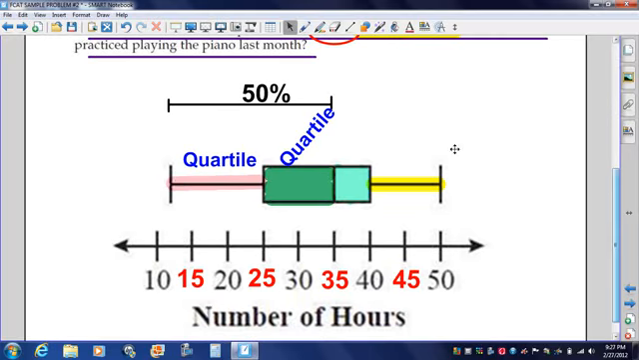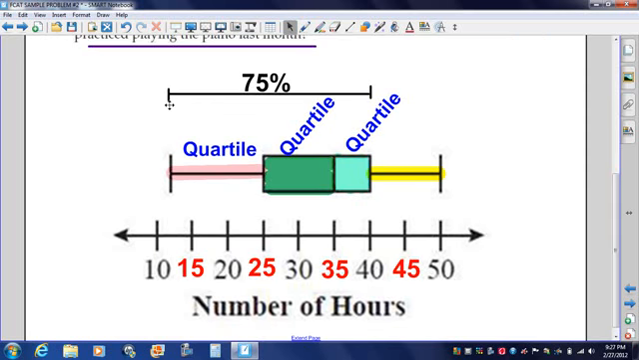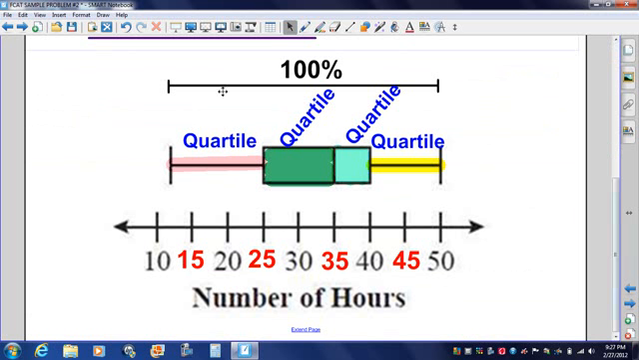On your paper, from the beginning of your whisker to the median of the entire data set, make yourself a note. These two quartiles put together are going to be 50%. Those of you who are thinking ahead, good for you. On your paper, draw yourself a little line segment here. And 3 quartiles is going to be like 3/4 or 75%. And obviously, the whole entire thing is going to be 100%. So make yourself a note on your paper that the entire box and whisker plot is going to be 100%.